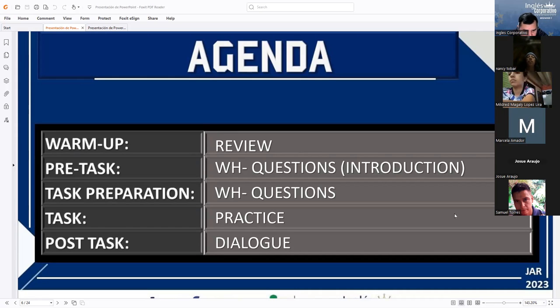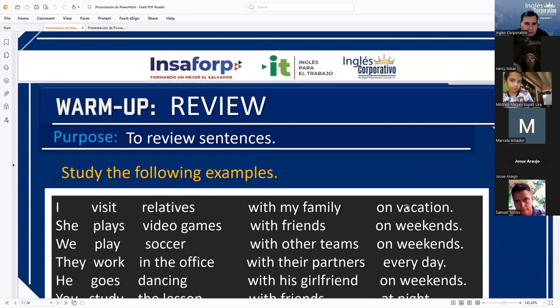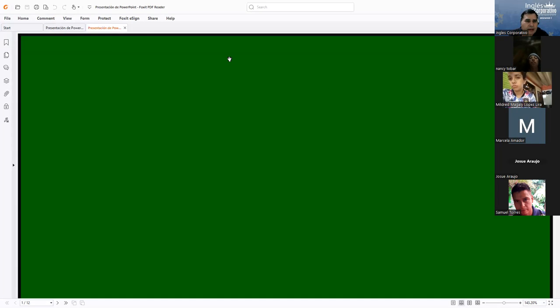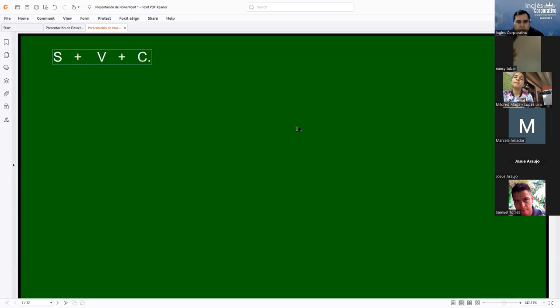Well, let's see. Let's begin. Review. Okay. To review sentences, how do we make sentences? Normally, to make sentences, we think about the simple forms, the basic forms: subject, verb, and complement. Okay, something like subject, verb, and complement.